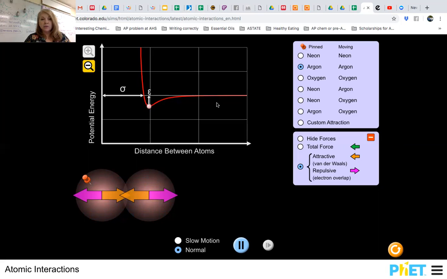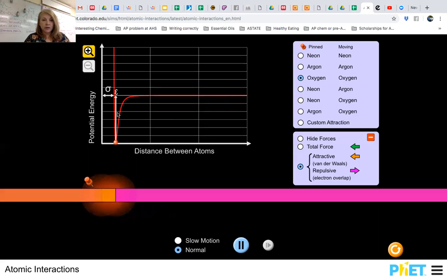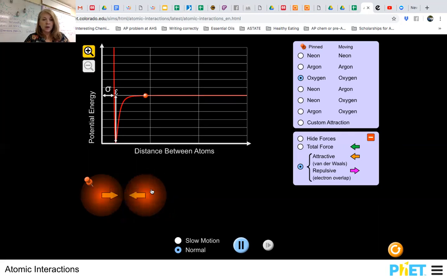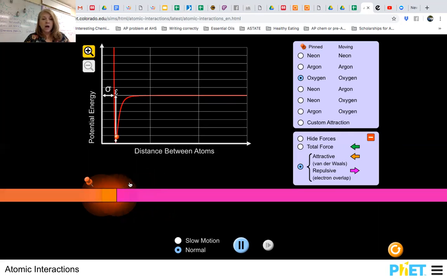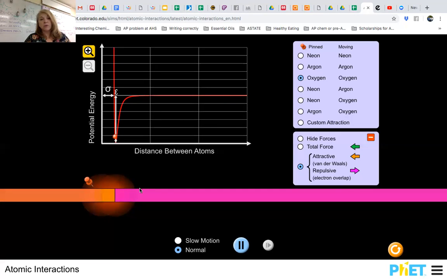In fact, the closer they get to each other, the more attractive forces you have, the lower the potential energy. So if we look at oxygen, it goes off the screen. You can't even see that. But it's because oxygen has this double bond, and so there are a lot of attractive forces there. But there's also a lot of repulsive forces going on because those two atoms are really, really close to each other. The nuclei are extremely close to each other, but there's a double bond between the oxygen atoms.